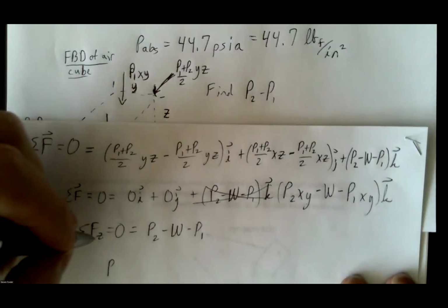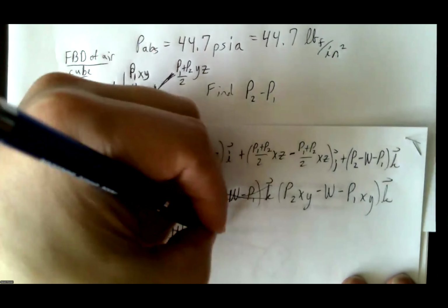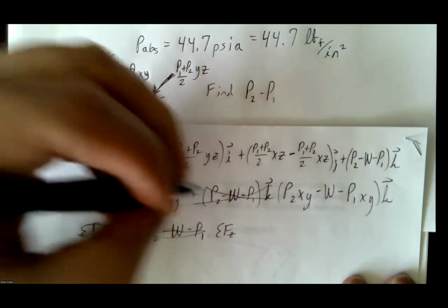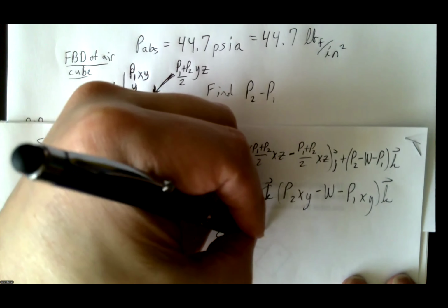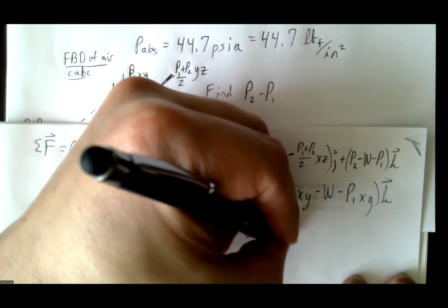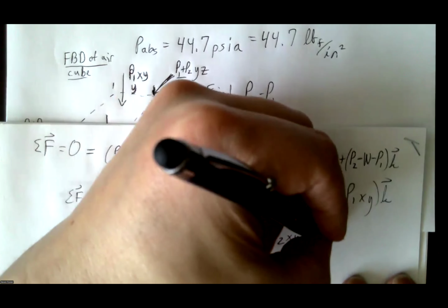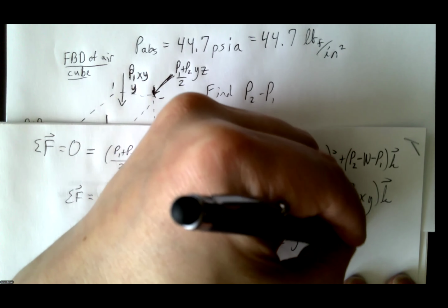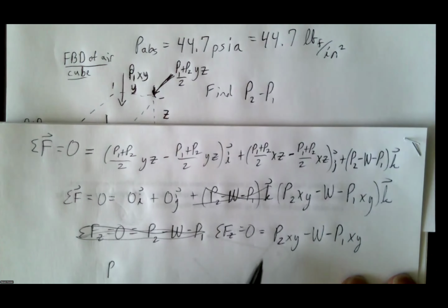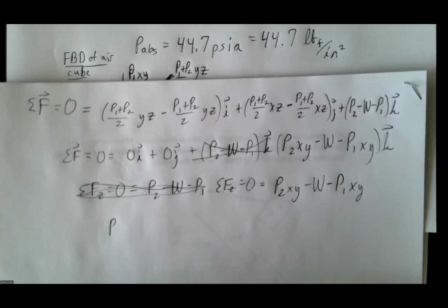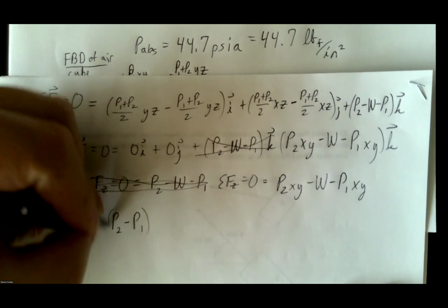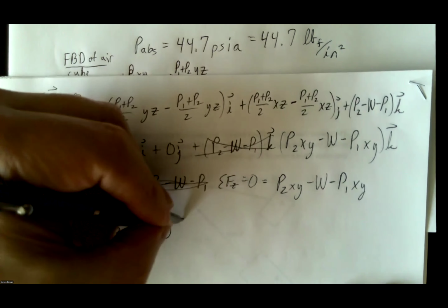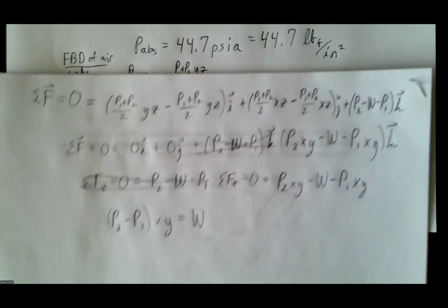Now, everything else I said still applies. We're just going to look at the sum of forces now in the z direction because I've got 0 in x and 0 in y. So the sum of forces in the z direction equals 0: P2xy minus W minus P1xy is going to be equal to 0. Perfect. So if I group these together, P2 minus P1, both of those times xy, that's going to equal the weight.